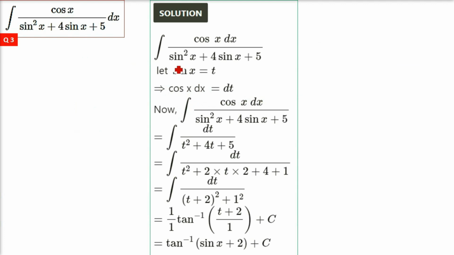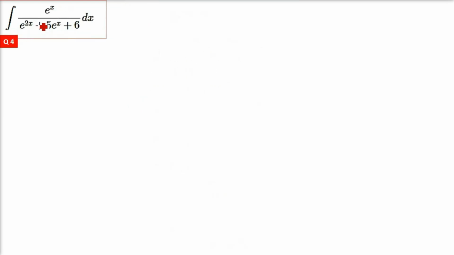Don't forget to write "let" and "now" and all the English keywords so that the examiner can understand what you are trying to do. And wherever a certain formula is being used, on the right hand side, make a box and write the formula also. Now, e raised x divided by e raised 2x plus 5 e raised x plus 6. The differentiation and integration of e raised x will always be e raised x only.